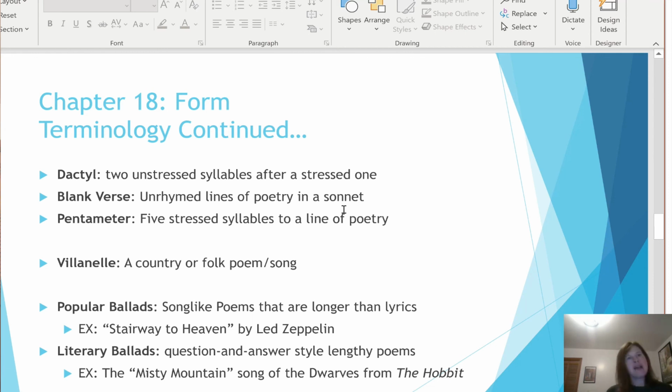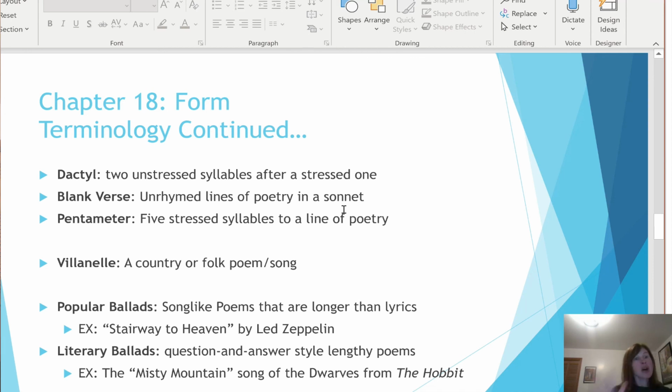It's a song, but it's almost like a spoken song. It doesn't really have a big chorus or a bridge or something like that. It's very much like a spoken, sing-songy poem that's being told in that story. So that's more of a literary ballad.